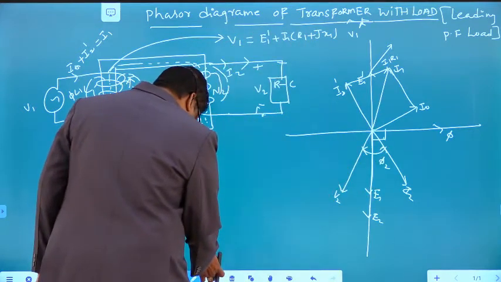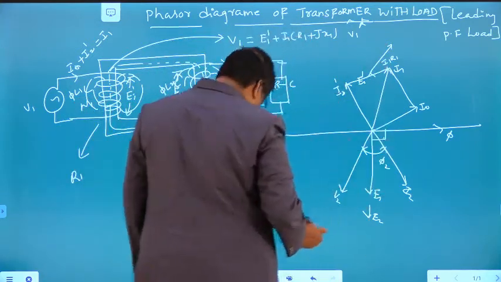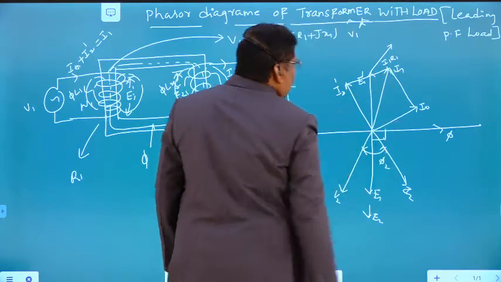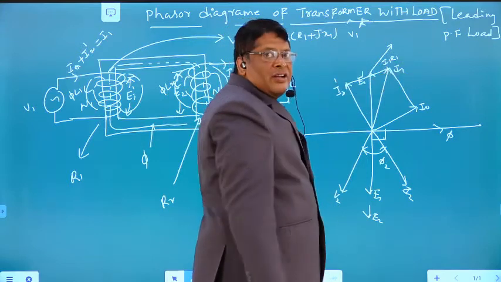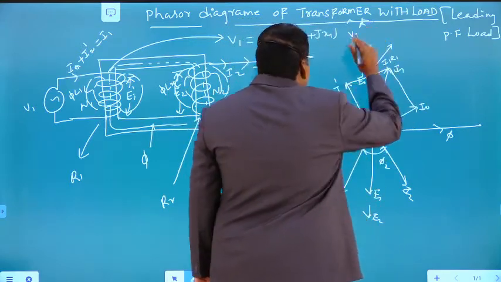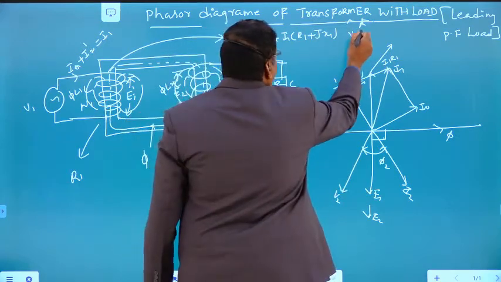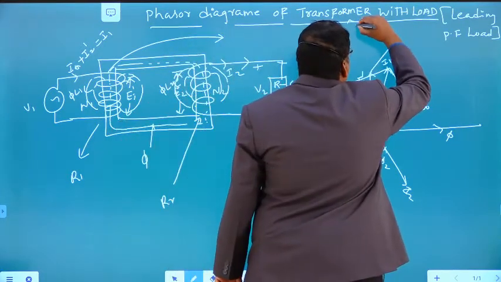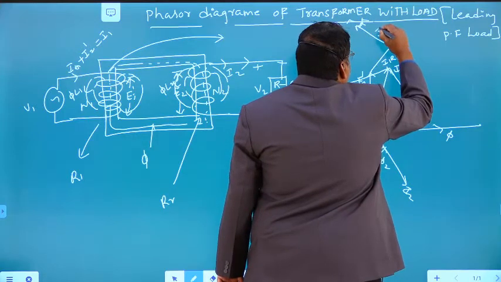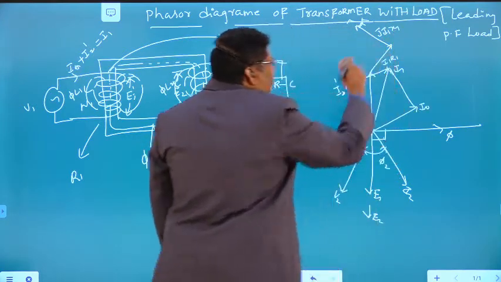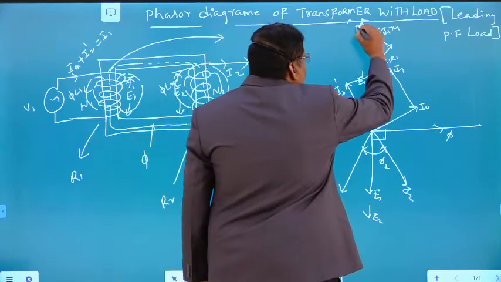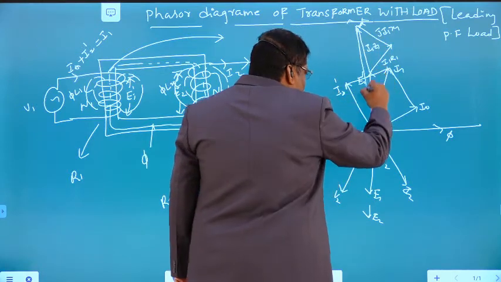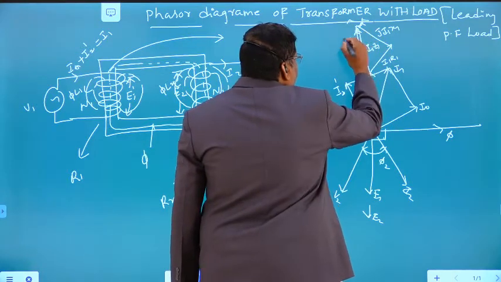Next, from the tip of the E1 dash you have to draw the I1 R1. Next you have to draw the I1 X1. This is nothing but j I1 X1, which is perpendicular to the I1 R1. The phasor sum of these two is the I1 Z1. The phasor sum of the I1 Z1 and this E1 dash is the V1.